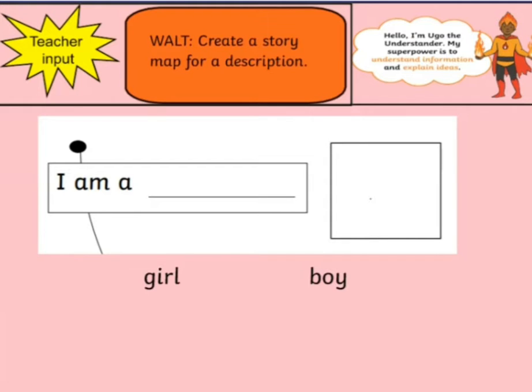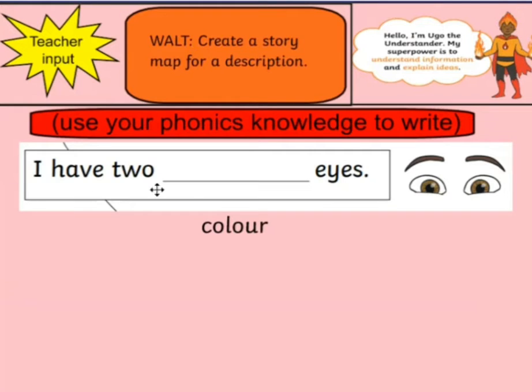The next section tells you that you have two eyes. It says, I have two eyes. There is a picture of eyes.